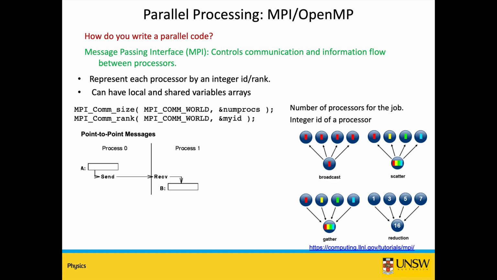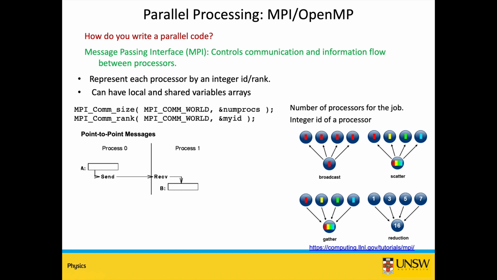Or you can have more complicated communication, for example, 1 to n. This is shown as a broadcast communication here. That means one processor has some data that will be distributed to all the other processors in the system. This is called broadcast.